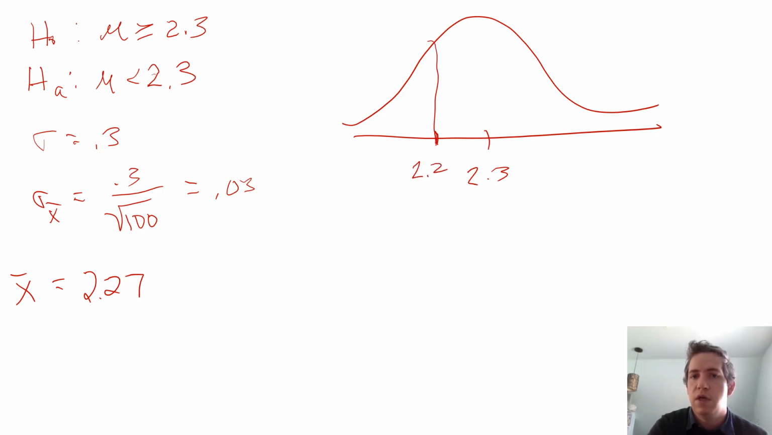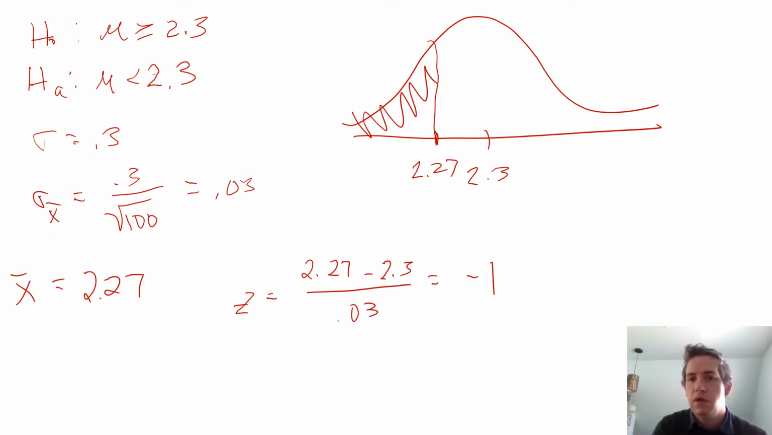So give me 2.27, and we want to find this area right here. That would be my p-value. So what do I do? I'm going to take my test statistic, which is my z-score, associated to my statistic from my sample, and divide it by the standard deviation for the distribution, and here we get -1. Now, if I look on the table, that -1 corresponds to a 0.1587 area under the curve.